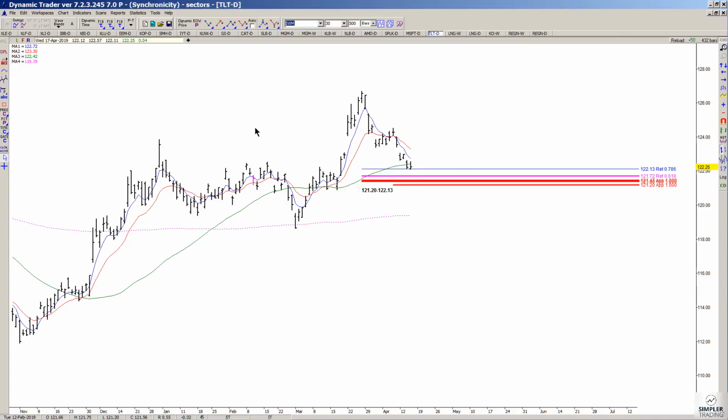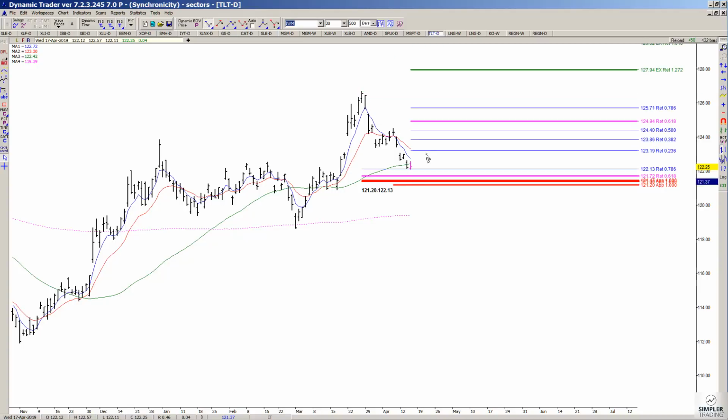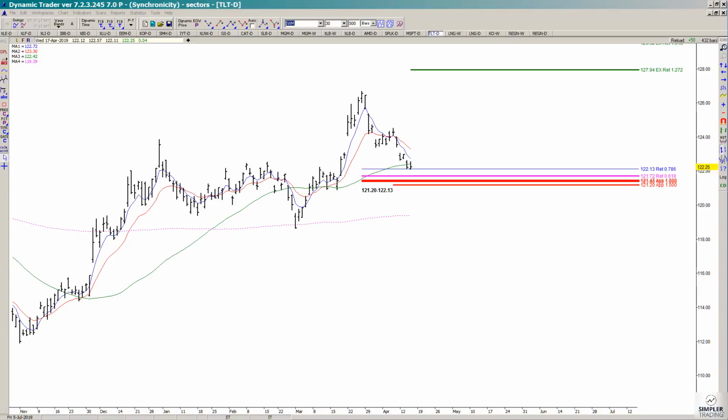Because if we do put in a low here, the potential upside target is going to be the 1272 extension of this high to this low. All right, so let's see if this zone holds, and then let's see if the zone triggers.